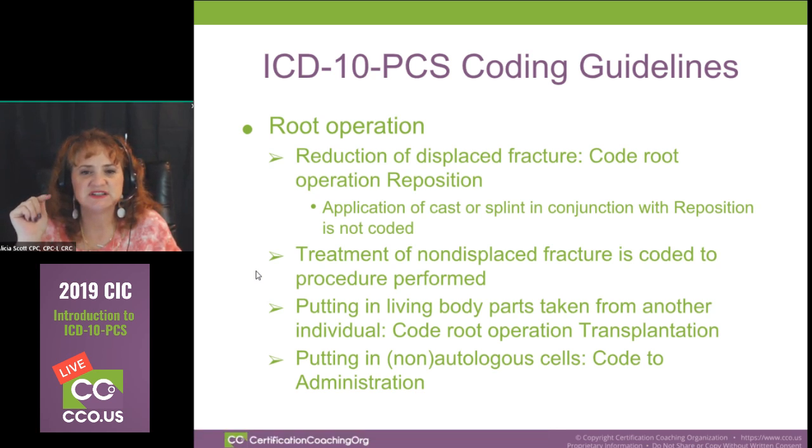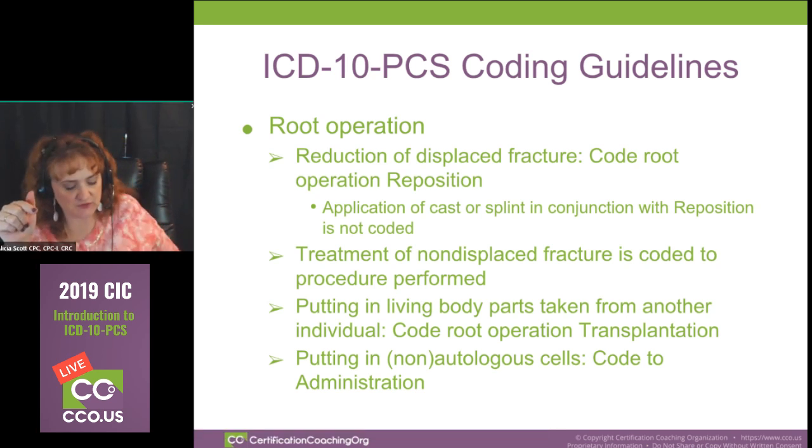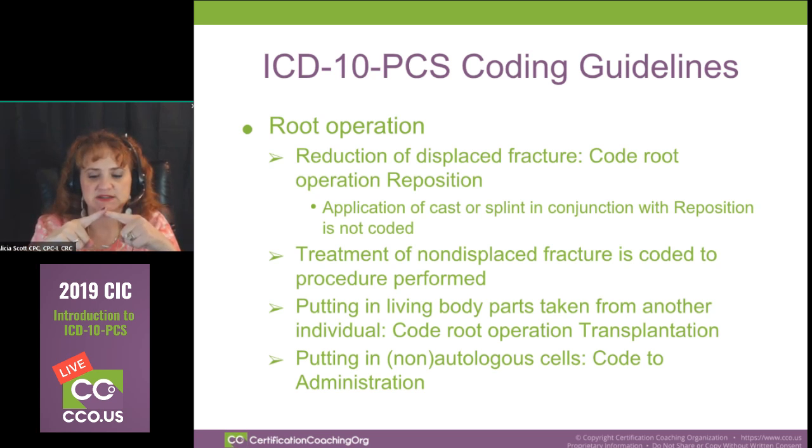Reduction of a displaced fracture. So we have a fracture, it's displaced. It's not in the right place. This fracture, we just cut it in half. But if it's displaced, then the root operation is a reposition. But what happens if we do a cast or we put a splint? Then the reposition's not coded. You just do the cast. If we do a non-displaced fracture, then it's coded to the procedure performed, which would be like we're casting or splinting.